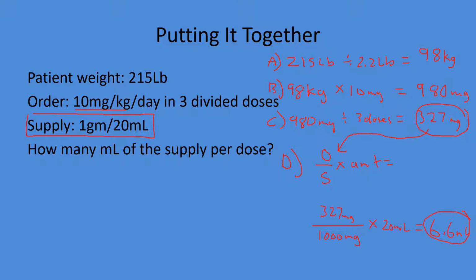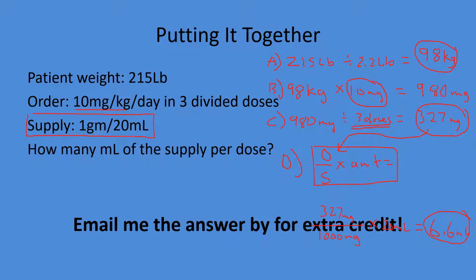All right, so that's how you would do weight-dependent dosing. A, weight into kgs. Once you get the kgs, you multiply by the drug per kg. Then divide by doses. And then your last step, order and supply problem. So you'll see this as a DC sometime over the weekend. So don't worry about emailing me.